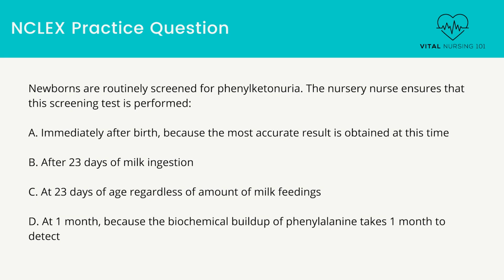Newborns are routinely screened for phenylketonuria. The nursery nurse ensures that this screening test is performed immediately after birth, because the most accurate result is obtained at this time. After 2-3 days of milk ingestion. At 2-3 days of age, regardless of amount of milk feedings. At 1 month, because the biochemical buildup of phenylalanine takes 1 month to detect.